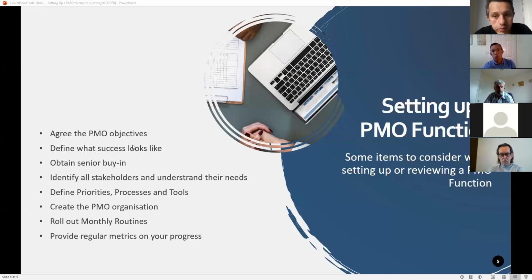Other views from anyone else? Your experiences in terms of justifying a PMO and its value?